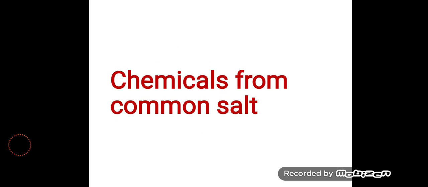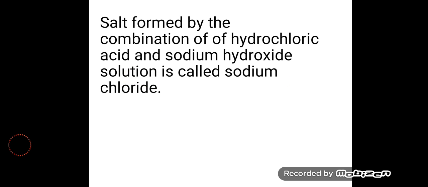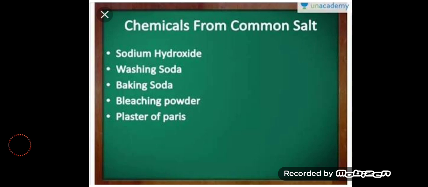Chemicals from common salt. Salt formed by the combination of hydrochloric acid and sodium hydroxide solution is called sodium chloride. Let us see what are the chemicals from common salt: sodium hydroxide, washing soda, baking soda, bleaching powder, and plaster of Paris.